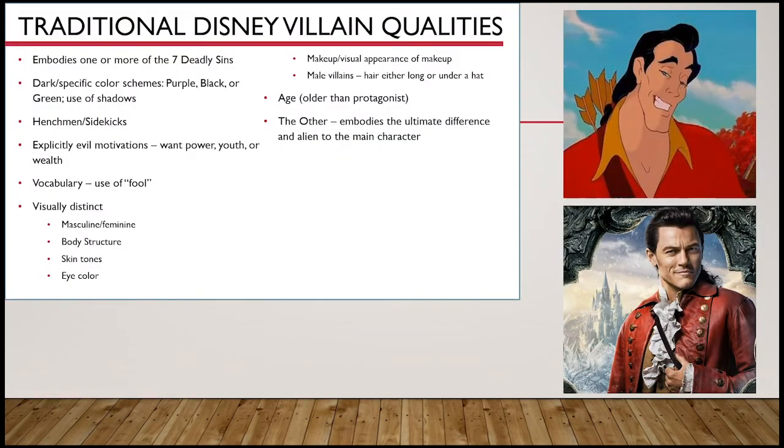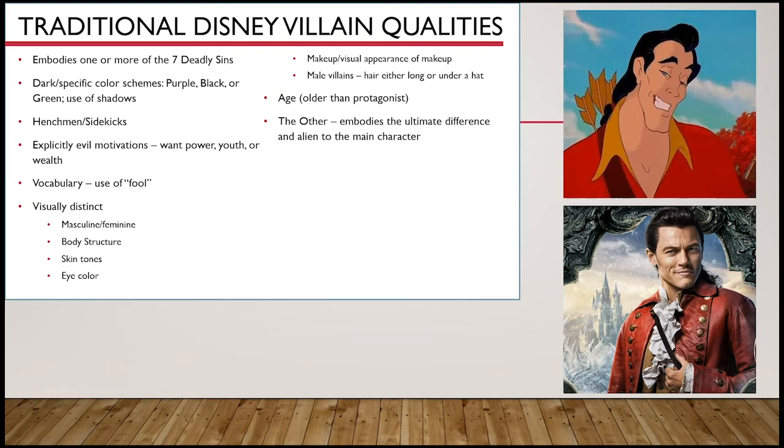So if we look at traditional Disney villain qualities, Gaston really doesn't meet that many. He could be said to embody the sin of pride and his vanity. However, there are several characters in Beauty and the Beast who can be said to embody pride, including our two main protagonists. His color scheme is bright and distinctive. It's not used in the same way as other villains' clothing, and even if red is a villain color, it wasn't one at the time.